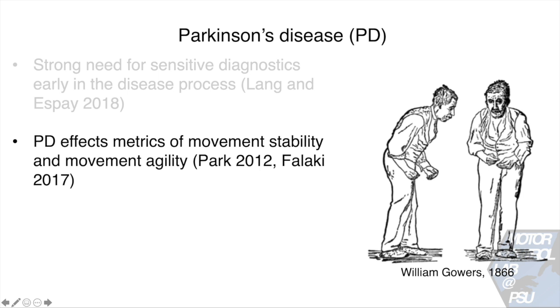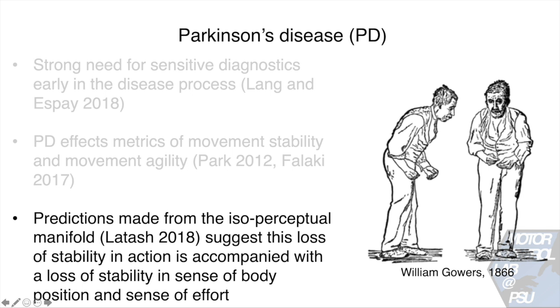Metrics of movement stability may fill this missing role, as previous research has shown that PD affects metrics of movement stability and movement agility. Within the physical approach to motor control, this loss of stability in action anticipates a loss of stability in kinesthetic perception, which is the sense of body position and sense of effort.